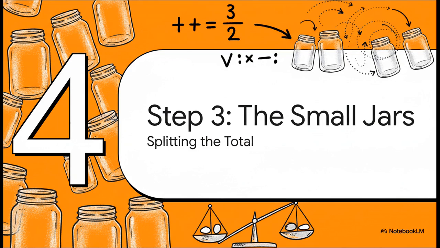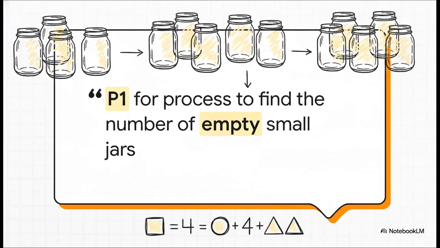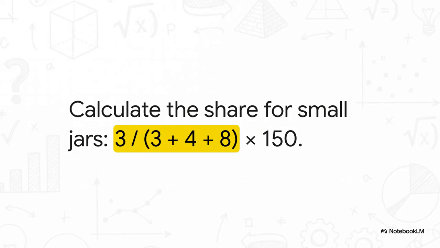Okay, we're making some serious progress. We know there are 150 empty jars, and we know the ratio they come in. Now we can finally figure out how many of those are small. And again, if we look at the mark scheme, there's another specific process mark, a P1, for this exact calculation. The examiner wants to see your method for splitting those 150 empty jars using that 3:4:8 ratio. So, how do we do that? Well, first, we add up the total parts in our ratio. 3 plus 4 plus 8. That gives us 15 parts in total.